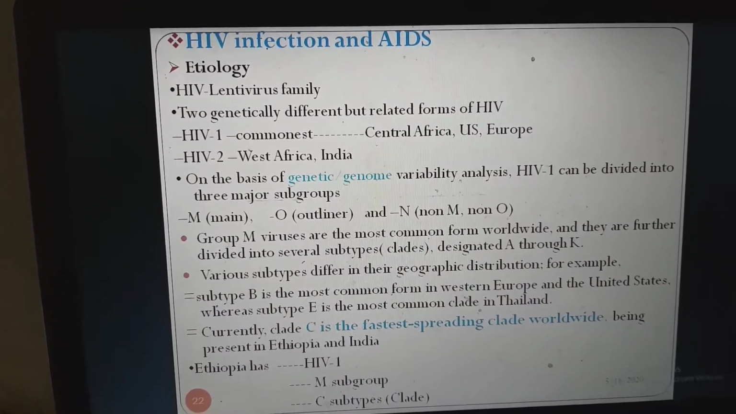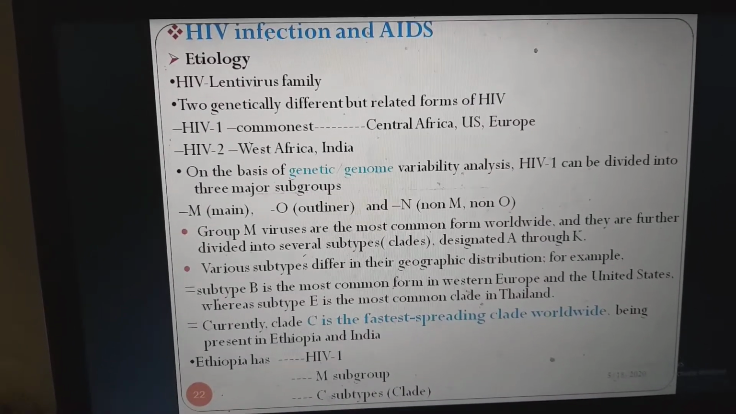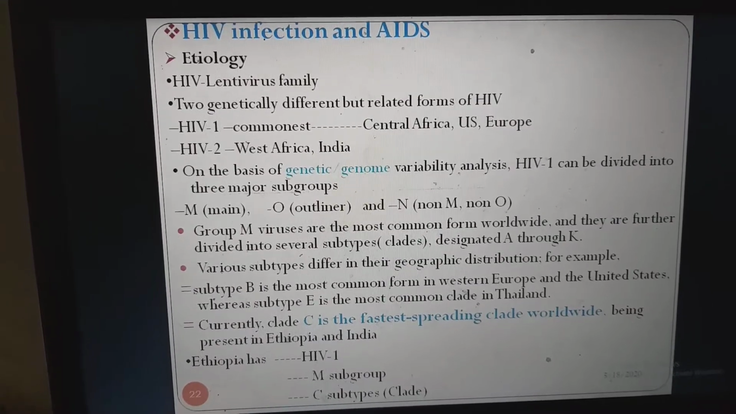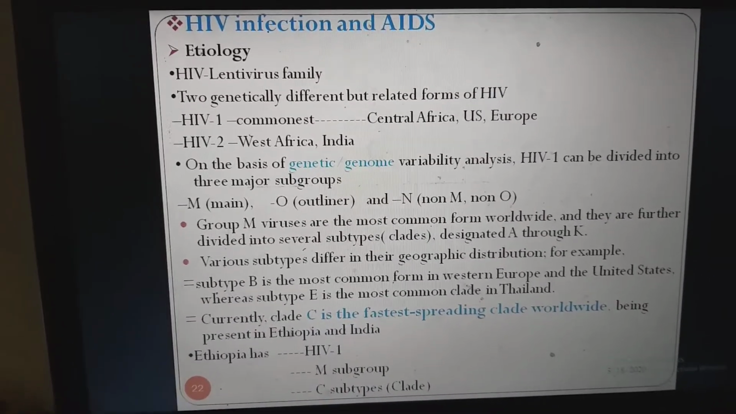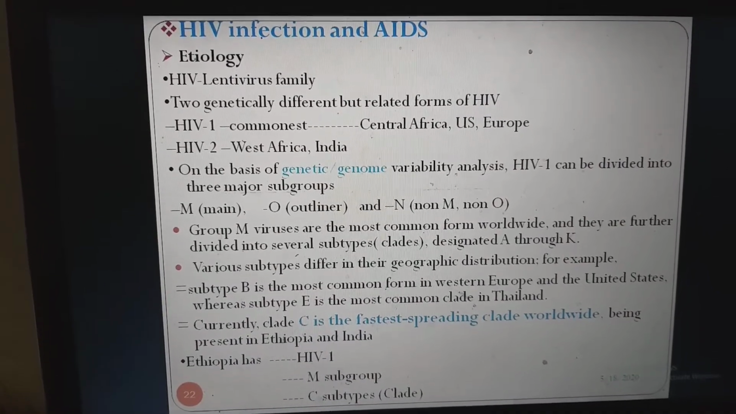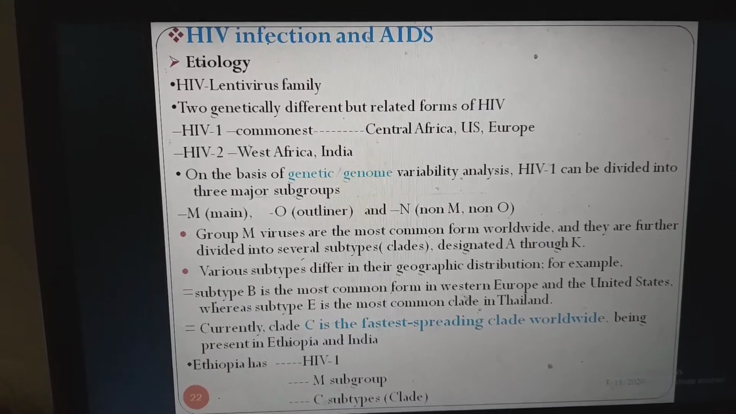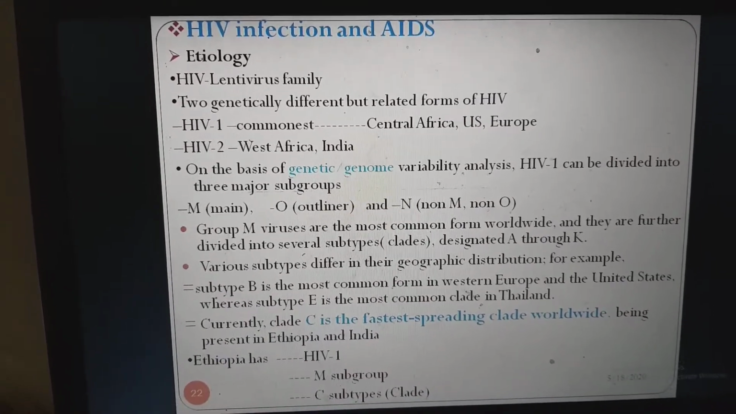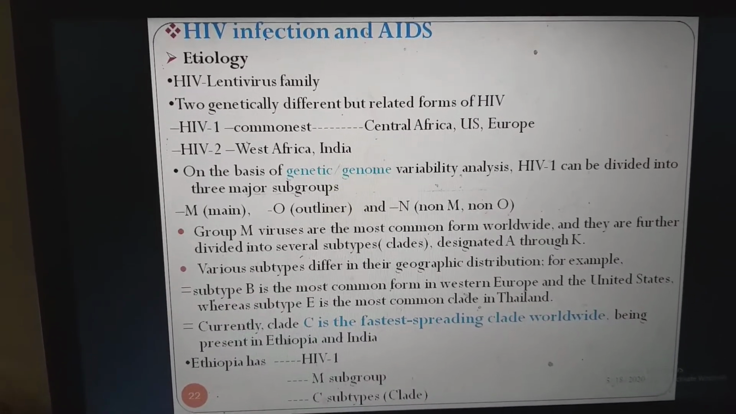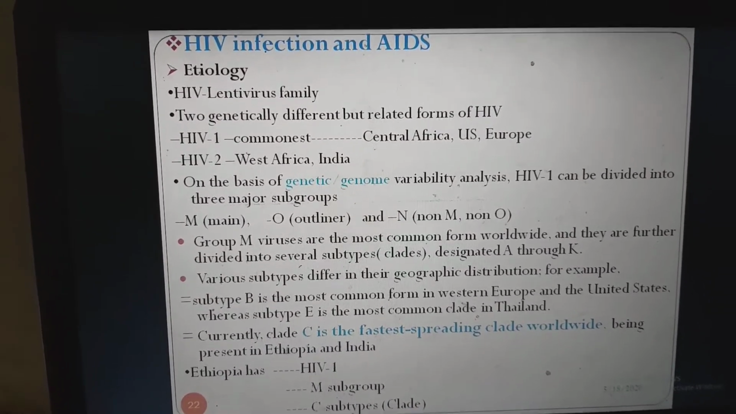Its etiology: HIV, lentivirus family. Two genetically different but related forms of HIV are HIV-1 and HIV-2. HIV-1 is the most common, which is located in Central Africa, the US, and Europe. HIV-2 is not as common, but is mainly located around West Africa and India.